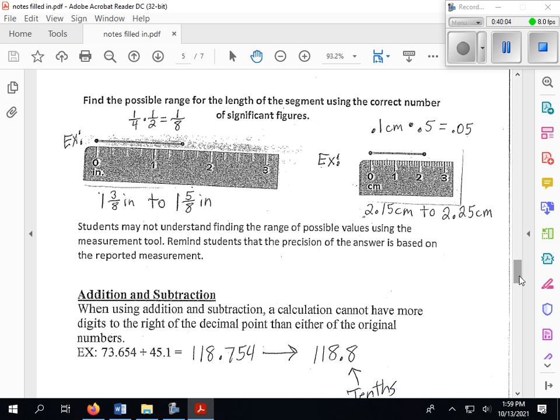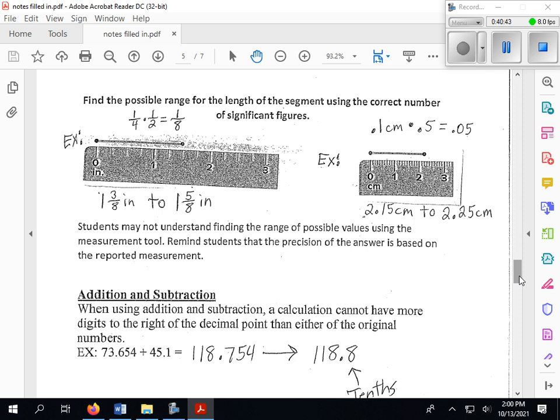So on these examples, find the possible range for the length. First thing you need to do, and that's what I've done up above the ruler here. On this first ruler, it's in inches. What's each little section stand for on this ruler? 1/4 of an inch. That's where the 1/4 came from. So I take 1/4 times 1/2, and I get 1/8. So again, we're saying that if we're using this, we're going to be precise to within 1/8 of an inch.